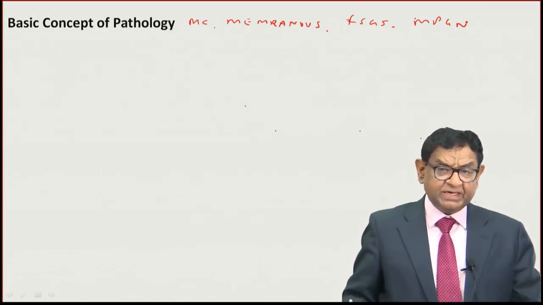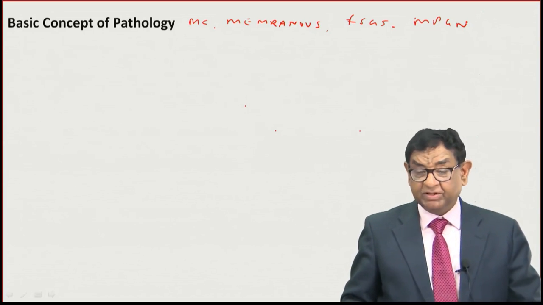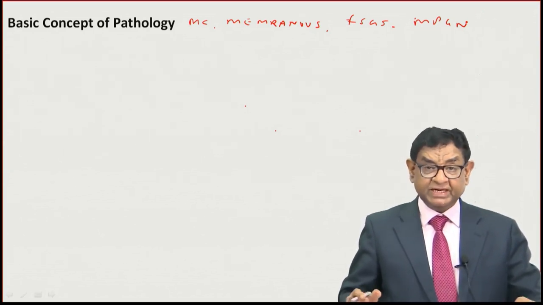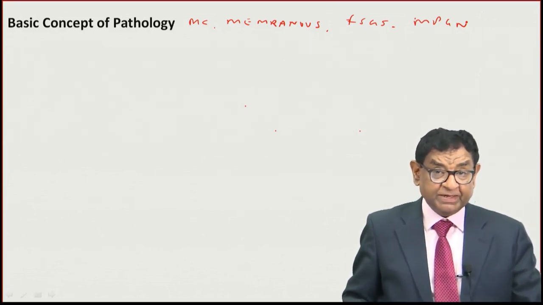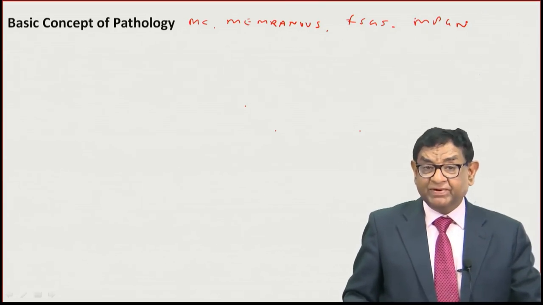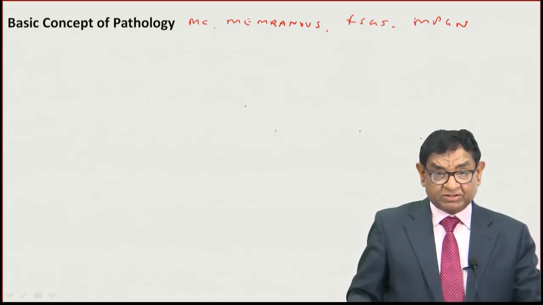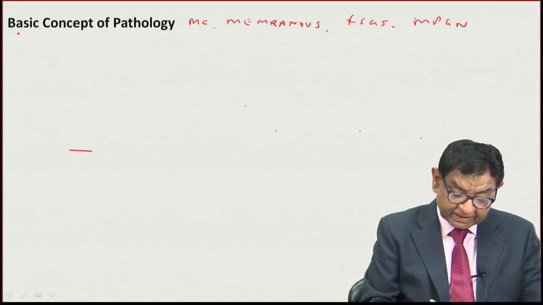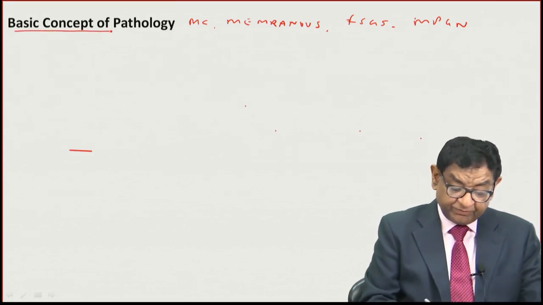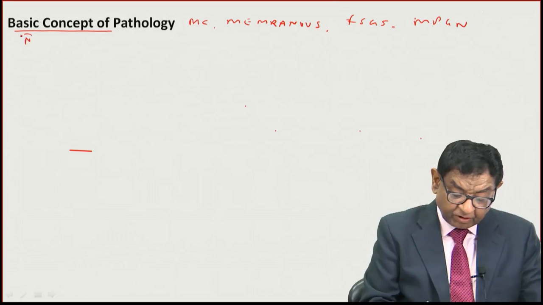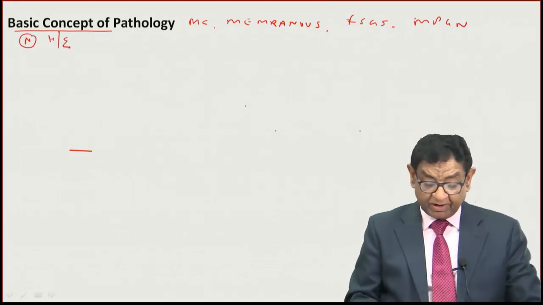We will never understand all these unless we know the basic pathology of these; only then will we be able to understand nephrotic syndrome completely. But again, pathology we will never understand unless we know the normal histology. So first of all, the basic concept of normal histology of the glomerulus.